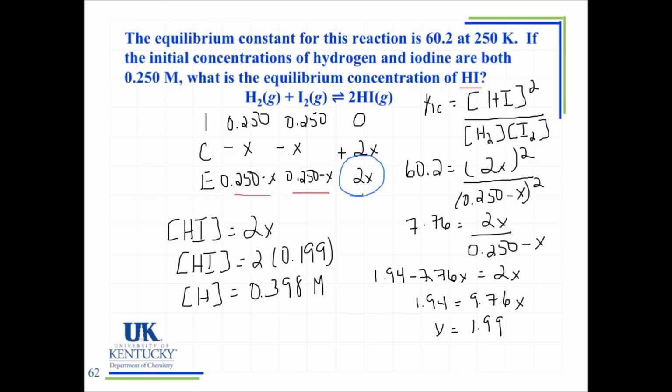On these types of problems, we can also check our work. We can go back, find our concentration of HI, and substitute the value of X in for both the H2 and I2, and we can solve, and we should get a value fairly close to 60.2. There may be a slight variation due to rounding along the way.